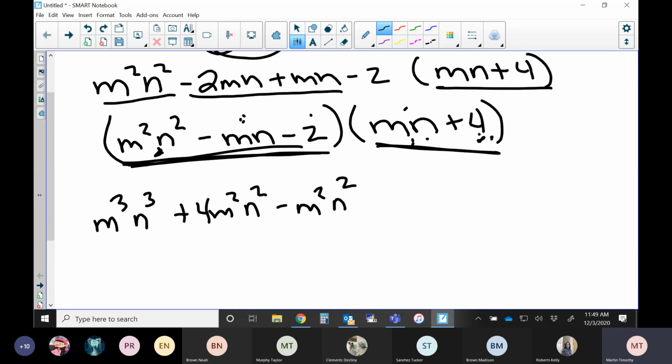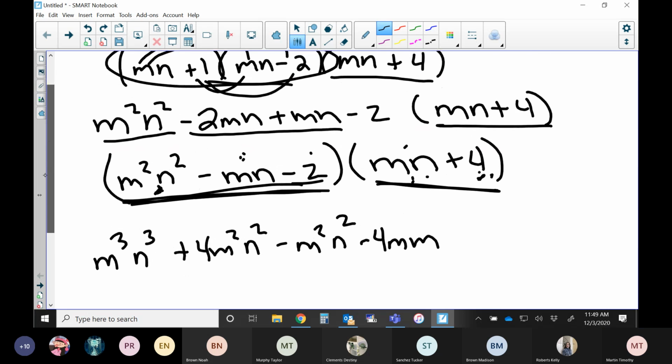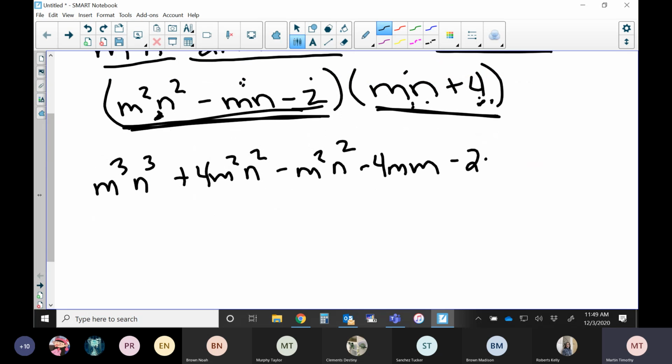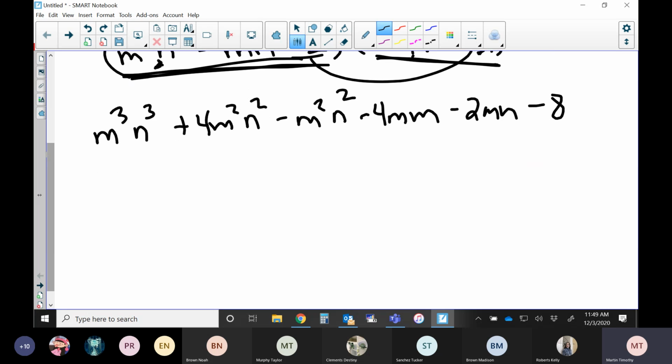A negative mn times a positive 4 turns into, whoops, it's a good thing I said that out loud, a negative 4mn. A negative 2 times mn turns into a negative 2mn. And a negative 2 times a positive 4 turns into a negative 8. Final step is to combine like terms. The first one has nothing like it. So 3m cubed n cubed, done.